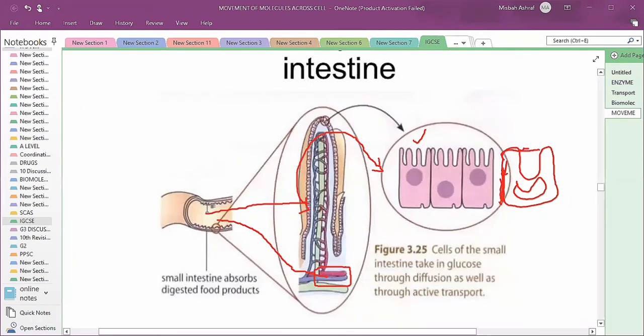Right? So here, the hollow part is the lumen, and from the lumen, glucose has to diffuse into these epithelial cells of the villi. It will move by the process of active transport, but it can also diffuse into these cells depending upon the concentration. In the cells of villi, it can move by active transport and diffusion, but in blood vessels, it will always move by the process of diffusion.